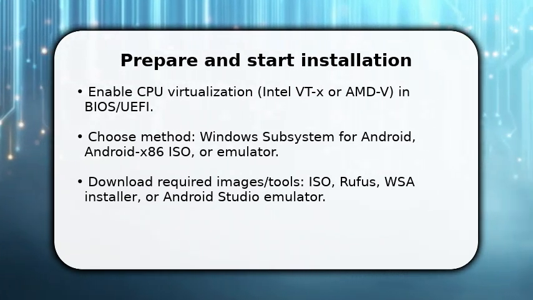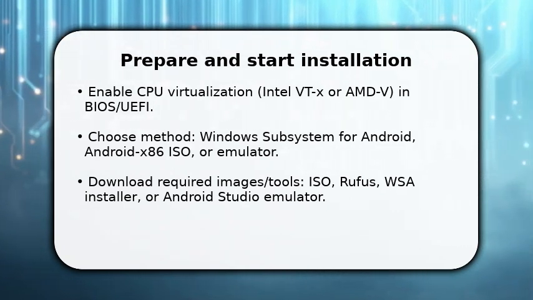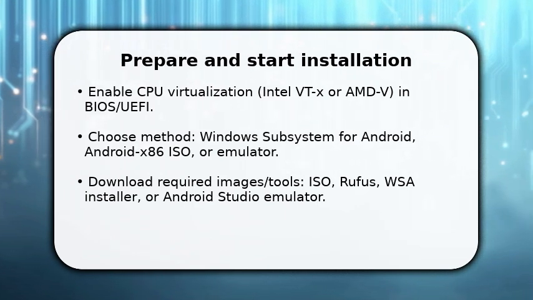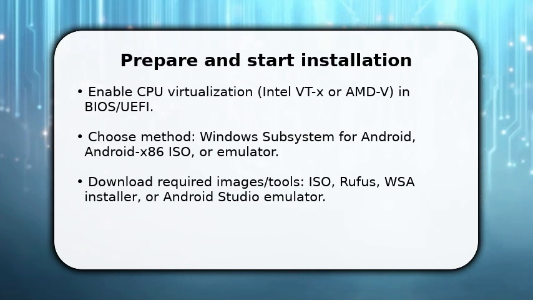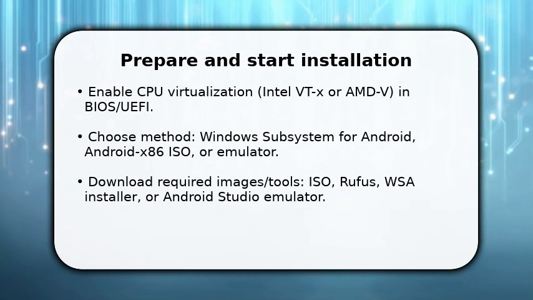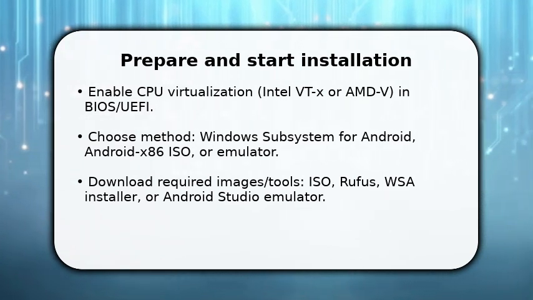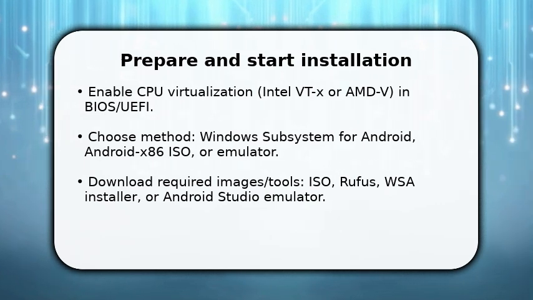Next, pick your path: WSA for Windows 11, Android x86 for native install, or an emulator for quick testing, and download the matching image and toolset. Once done, prepare a bootable USB with Rufus if using Android x86, or open Windows Features to enable Hyper-V and install the emulator so you can proceed to setup.